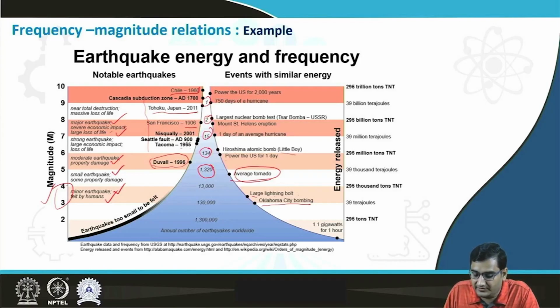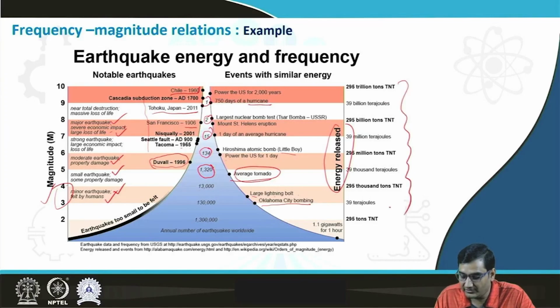And magnitude 7 is 1 day of an average hurricane, or it may be compared with the Mount St. Helens eruption. 8 to 9 is a large nuclear bomb test, and 9 to 10 is 750 days of a hurricane or powering the entire US for 2000 years. So you can understand that for 2000 years you don't have to produce the power, it may automatically be energized by the energy produced by a 9 to 10 magnitude earthquake. And the energy released is written over here for those particular earthquake magnitudes.